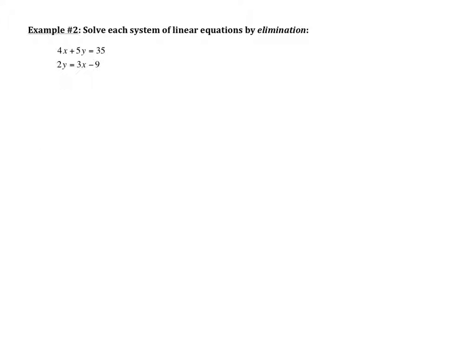So here's example number 2. Solve each system of linear equations by elimination. 4x plus 5y equals 35, and 2y equals 3x minus 9. So our first step in elimination is still to get everything lined up. And what you see here is that the second equation is not lined up with the 4x plus 5y equals 35. So what I'm going to first do is subtract the 3x so that it goes from the right side to the left side. And I want the x first, just like in the first equation. So when I rewrite it, I want it as 3x plus 2y equals -9.